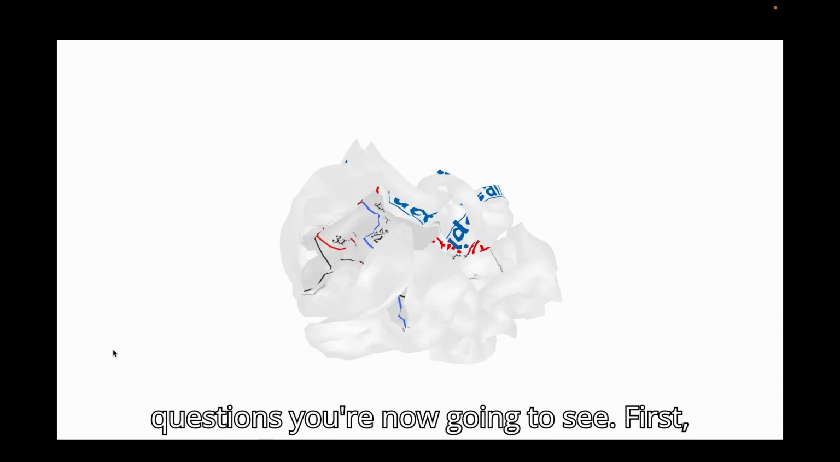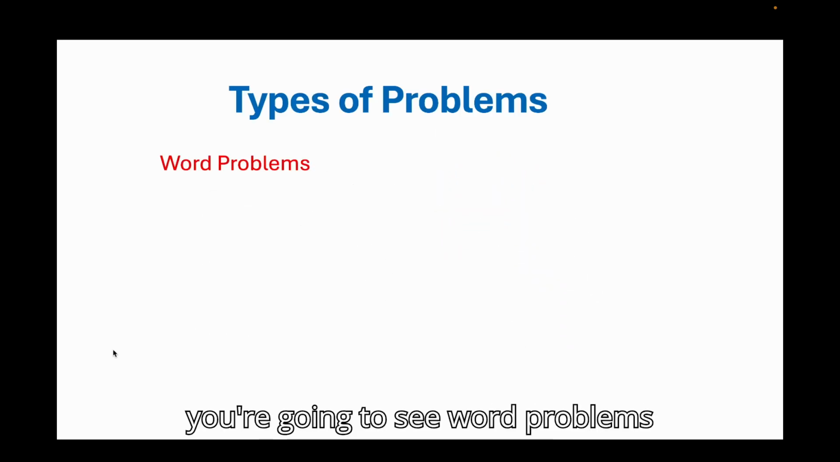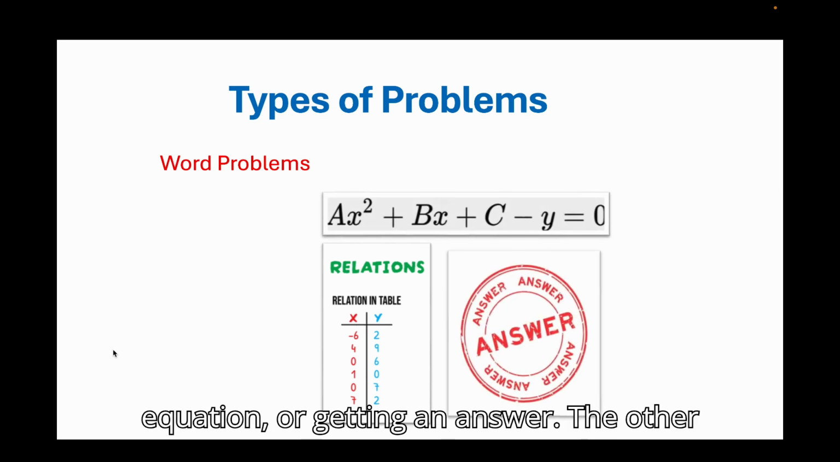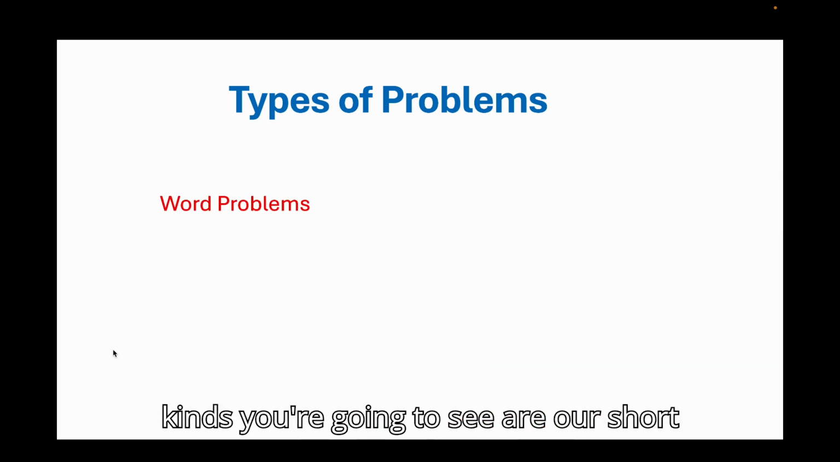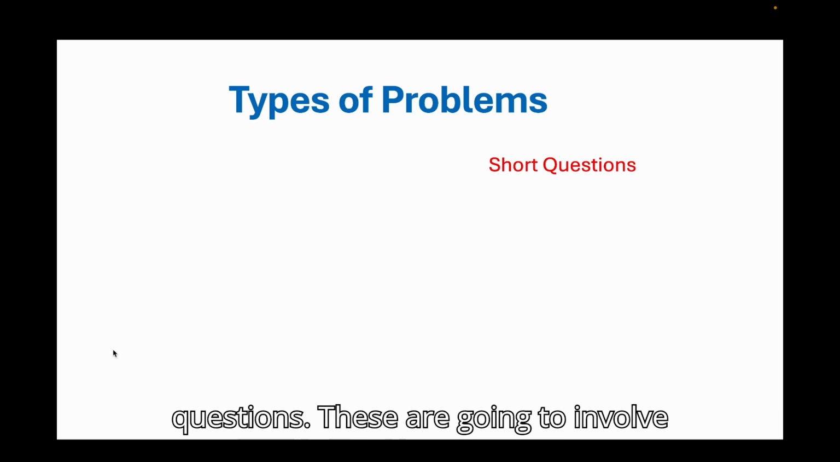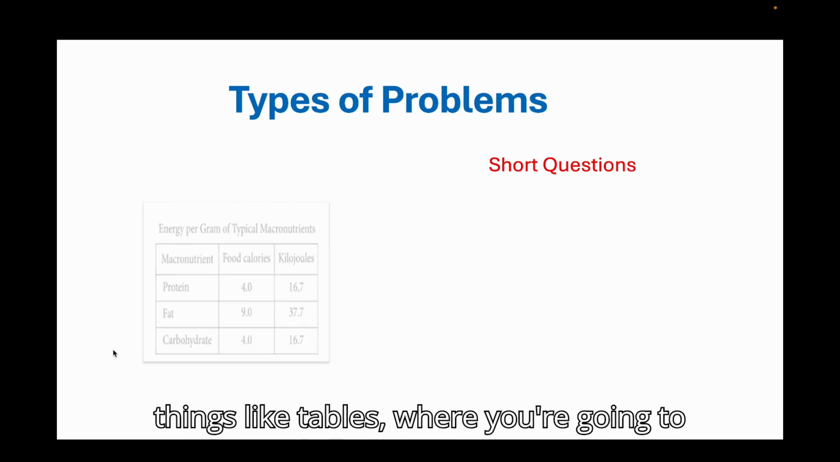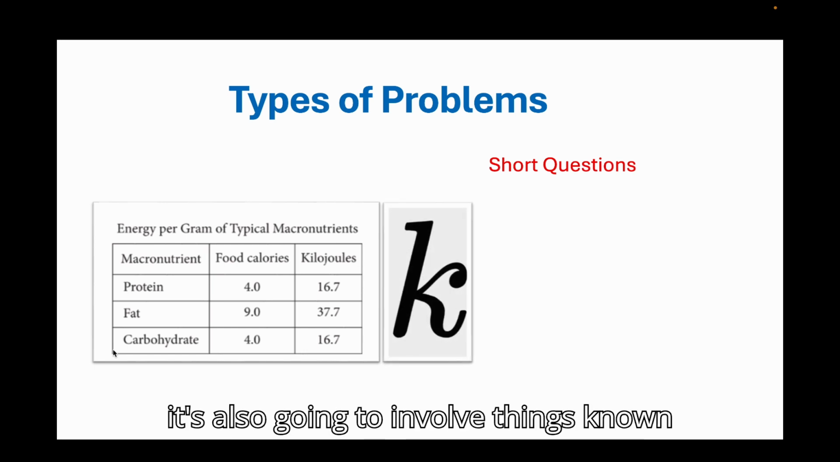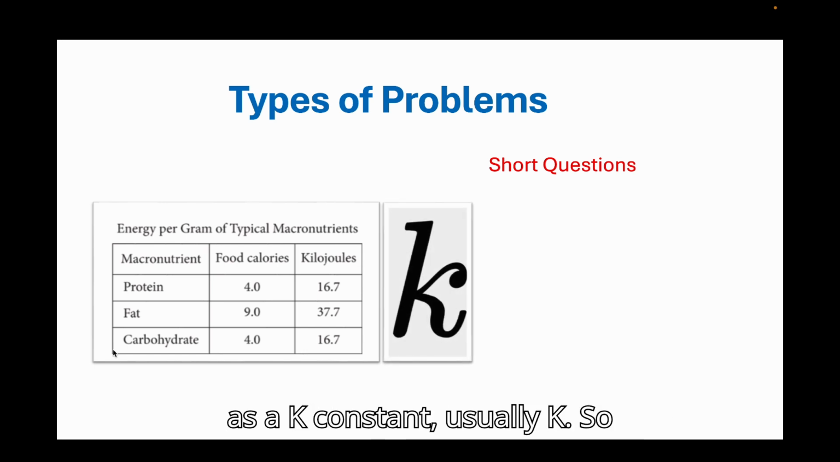So let's move on to the questions you're now going to see. First, you're going to see word problems involving relations, setting up an equation, or getting an answer. The other kinds you're going to see are our short questions. These are going to involve things like tables, where you're going to have to determine things like slope, and it's also going to involve things known as a k constant, usually k. So now let's move into the problems.